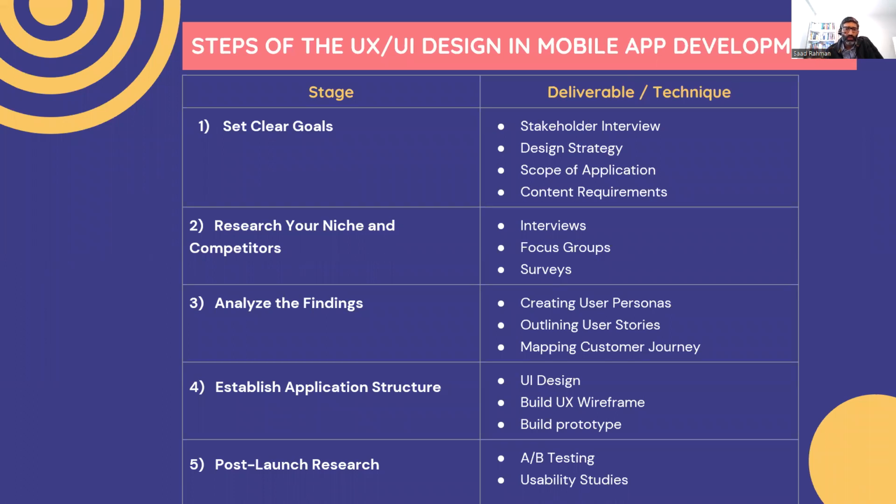You're having your stakeholder interviews, your design strategy, the scope of the application, and the requirements that you are going to have for your application. Then you start doing your research and your competitor research. That's where you start thinking about interviews, focus groups, and surveys, and you start analyzing your findings. At that point, the techniques you are using are creating user personas, outlining user stories, and mapping customer journey maps.